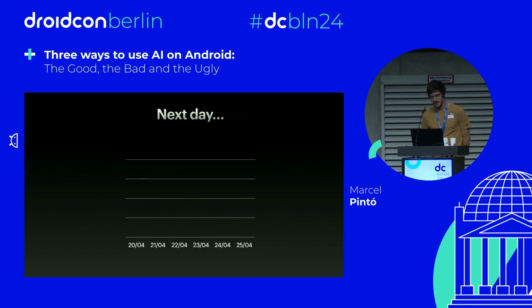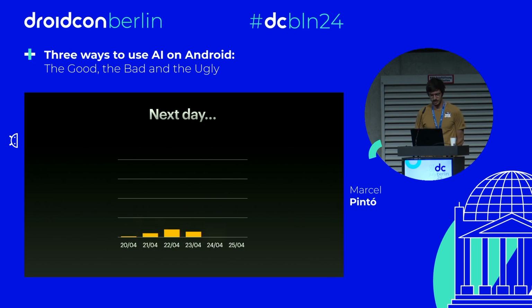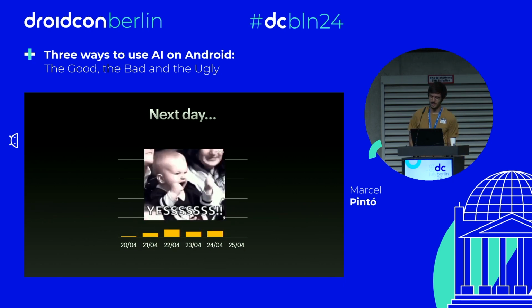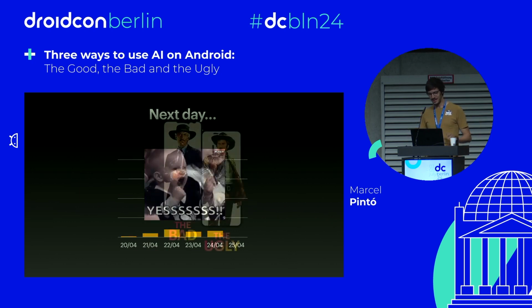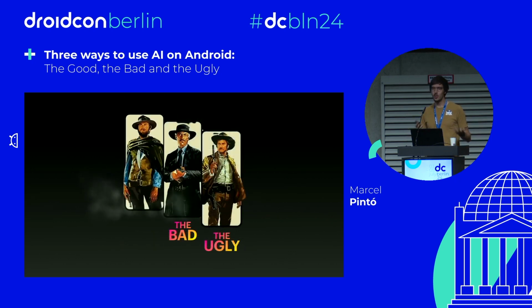Okay. Please, please, please. I don't have more money. I hope this works. Okay. Yes. I think we finally managed. Now our API key was not stolen. And this is what I call the good way of integrating AI in Android.